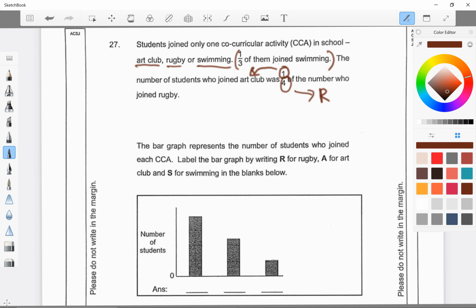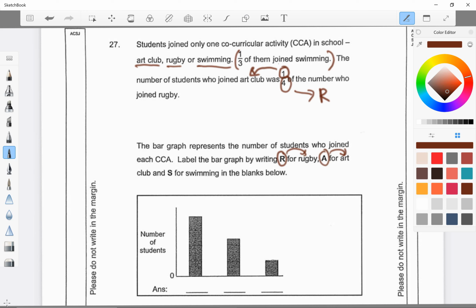So if I continue reading what the question wants from me, it says that the bar graph represents the number of students who join each CCA. Label the bar graph by writing R for rugby, A for art club, and S for swimming. So importantly, I will just follow the instructions of the question.